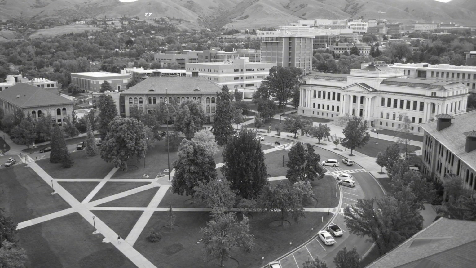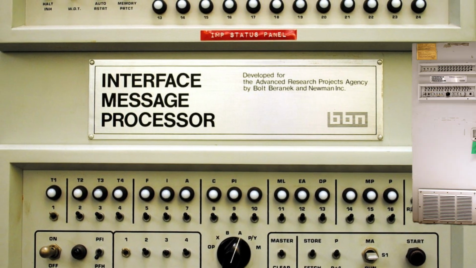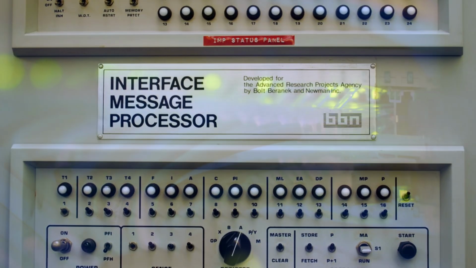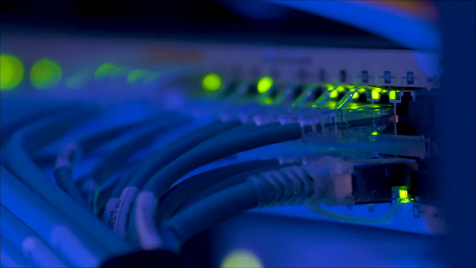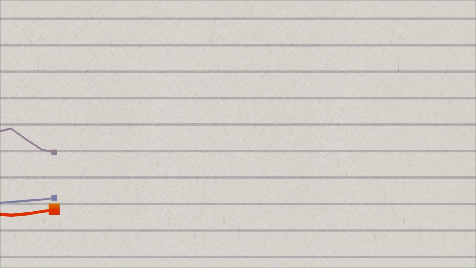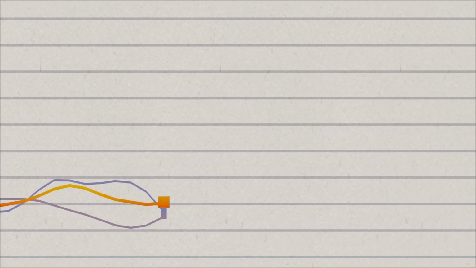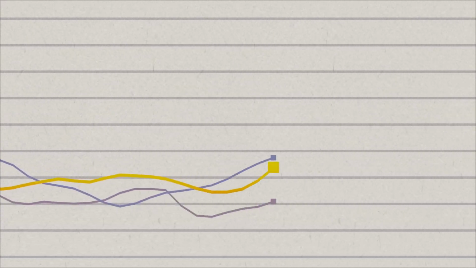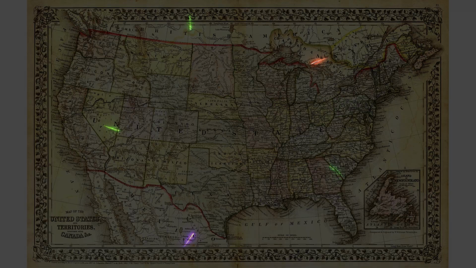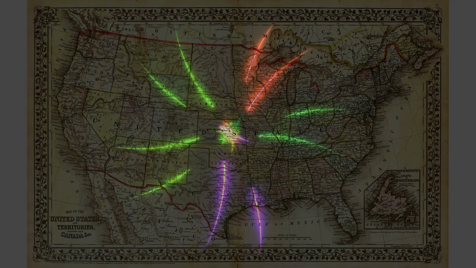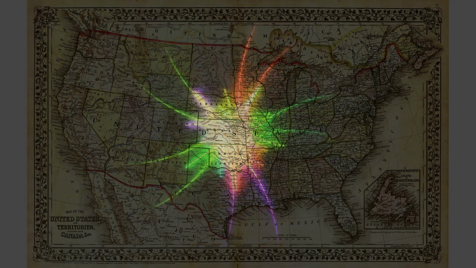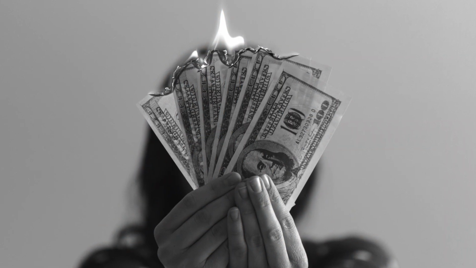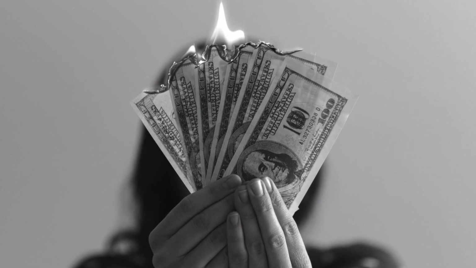of Utah. Each location had a metal box called an interface message processor, which functioned something like a primitive router. Instead of sending data as one uninterrupted stream, the system broke it into small chunks called packets. Those packets could travel separately and reunite at the destination. At the time, that approach looked strange, maybe even risky.